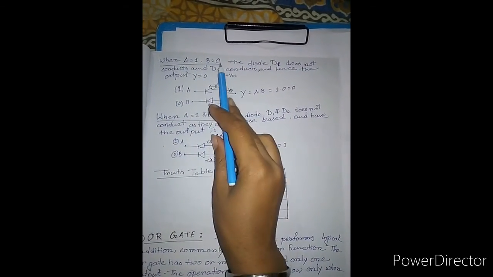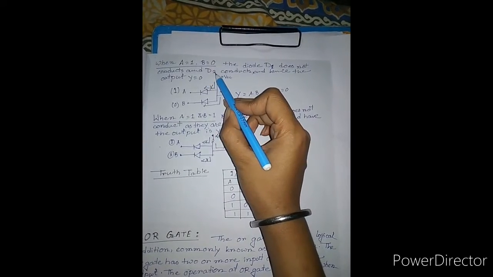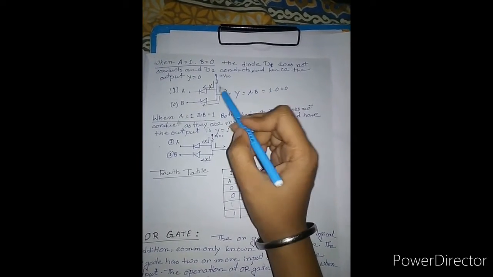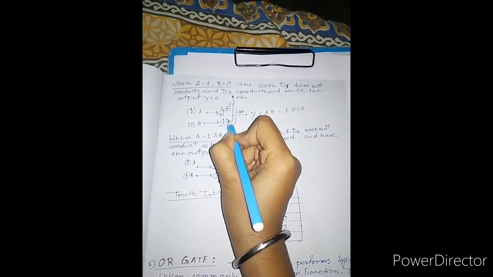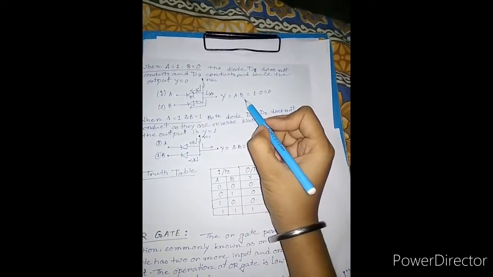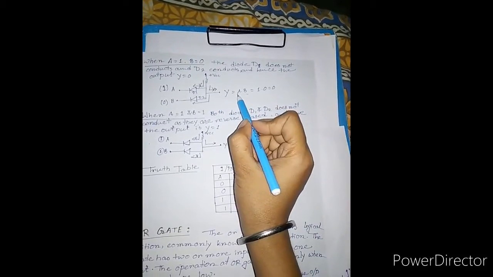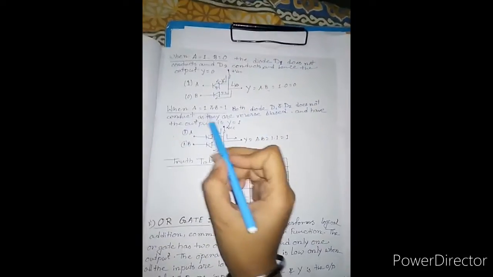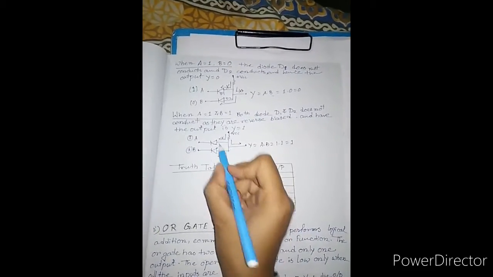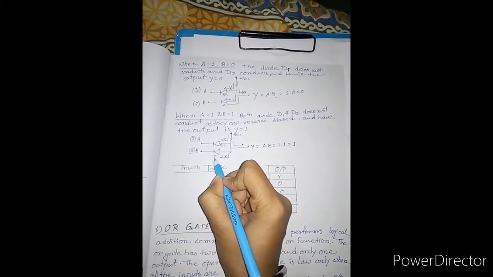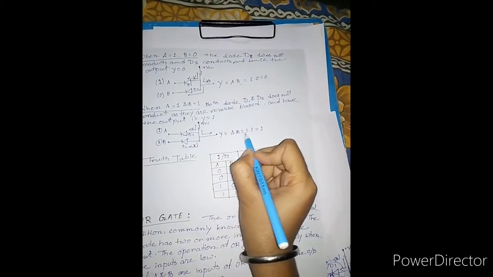When A is equal to 0 and B is equal to 1, the diode D1 conducts and D2 does not conduct. Then Y is also 0. That's A into B, 1 into 0, 0. When A is equal to 1 and B is equal to 1, both the diodes D1 and D2 do not conduct. Then we get Y equal to 1 or high value.